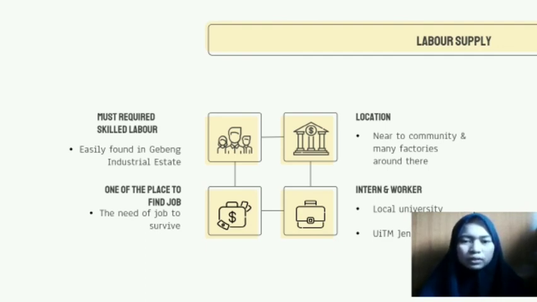Our plant is also a place where people can find jobs, as people need jobs to survive nowadays. The location of our plant is near the community and has many factories there, which gives us the advantage of being close to the community and the factories. For interns and workers, we can get them from the local university, UiTM Jengka, Pahang. As our plant is located in Pahang, we can have an open interview with the students at UiTM Jengka.